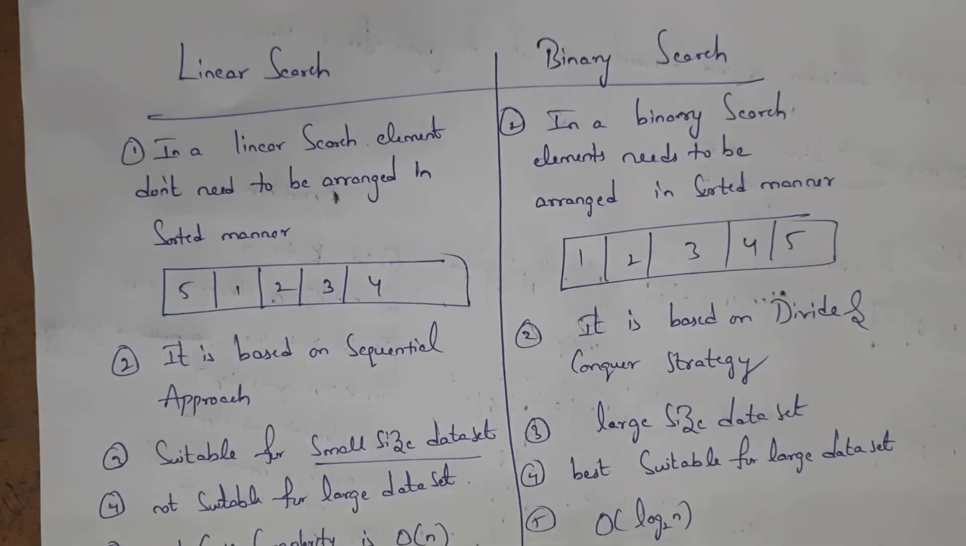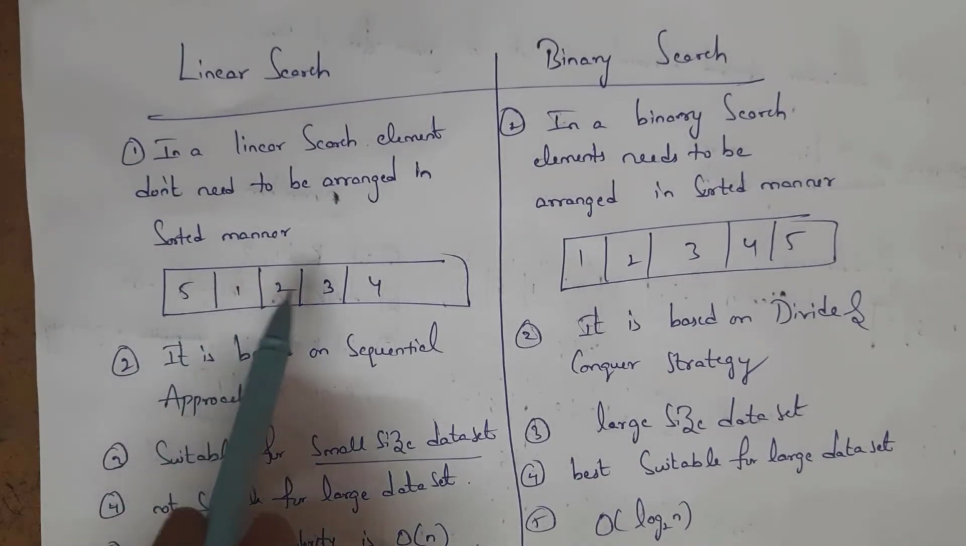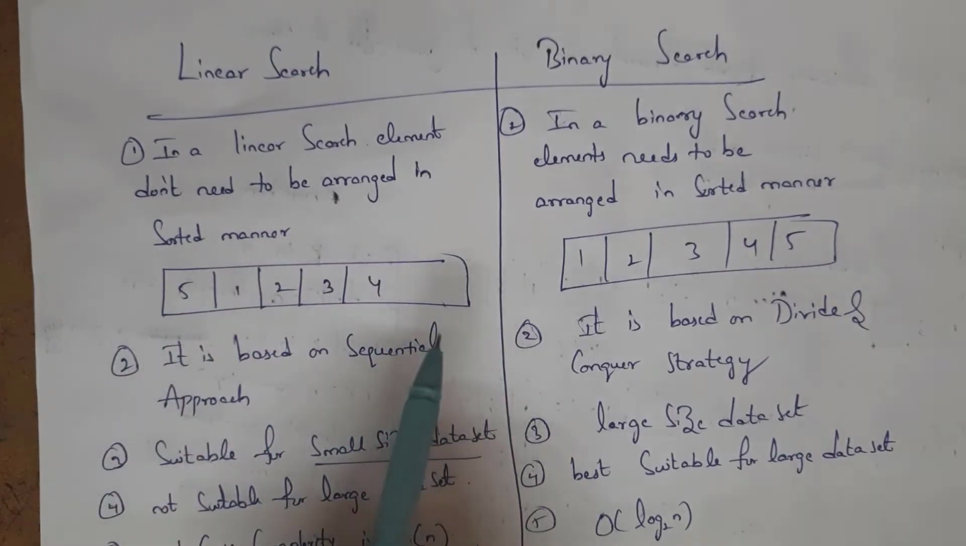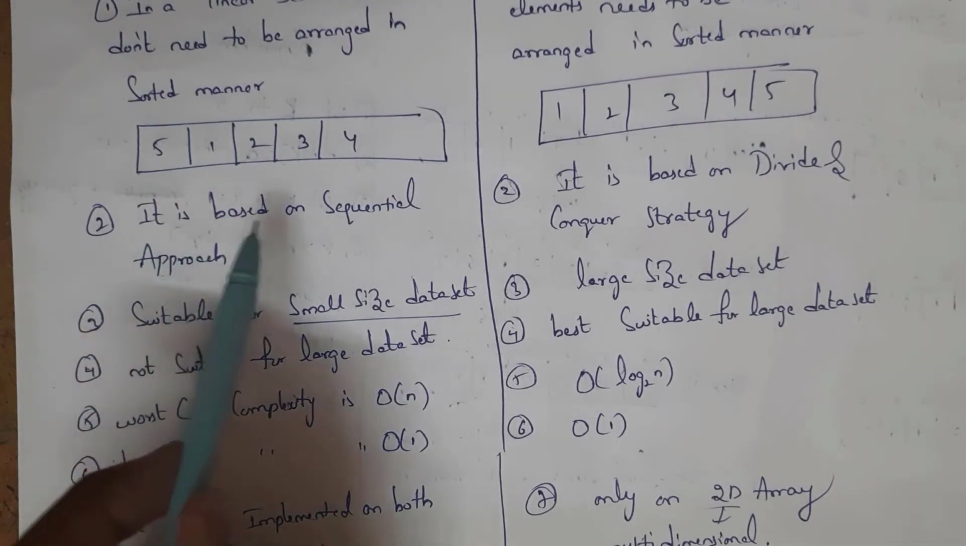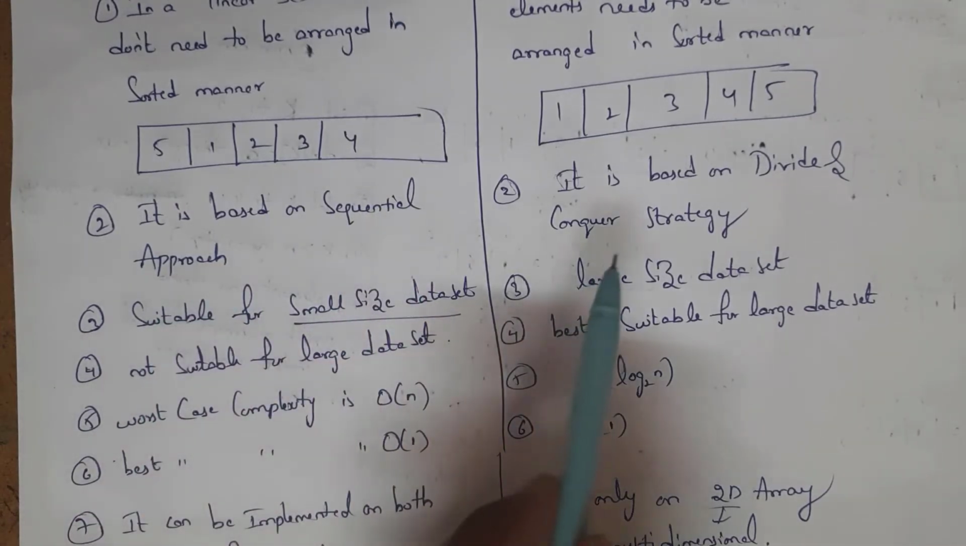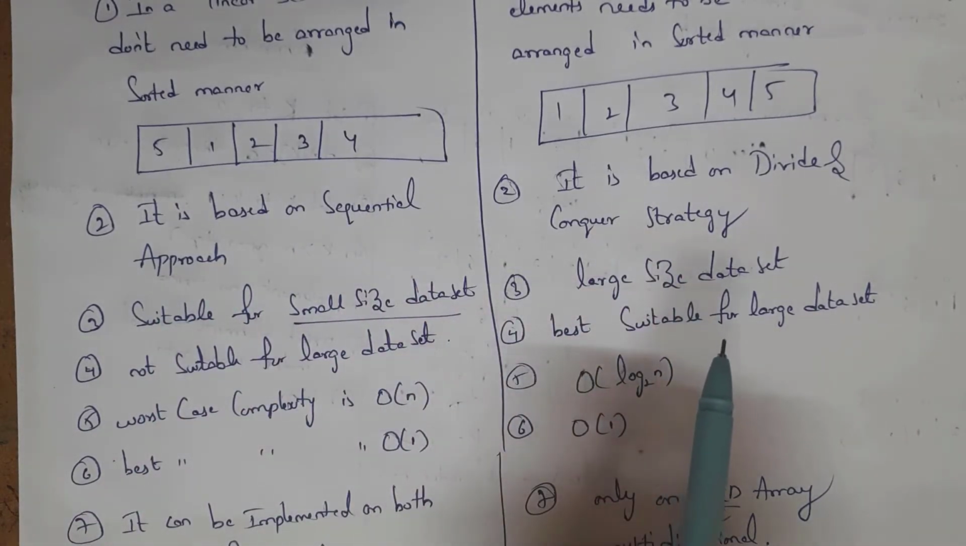Next, the difference between linear search and binary search. In linear search, there is no need of arranging elements in sorted manner. Here is an example: 5, 1, 2, 3, 4. This is not in sorted manner. But in binary search, we need to arrange elements in sorted manner in order to search a particular element. And next, linear search is based on a sequential approach, whereas binary search is based on the divide and conquer strategy.